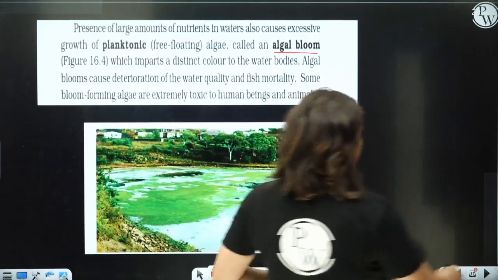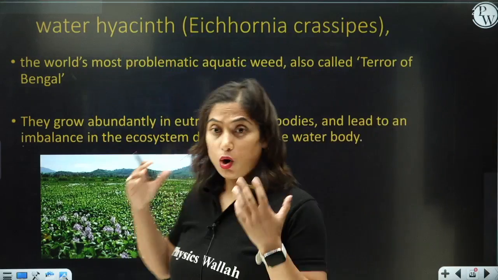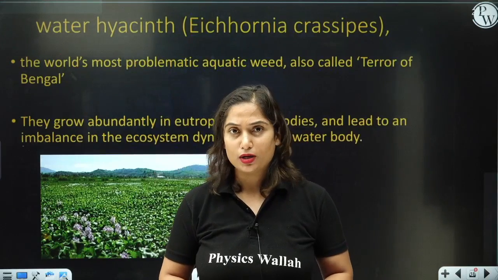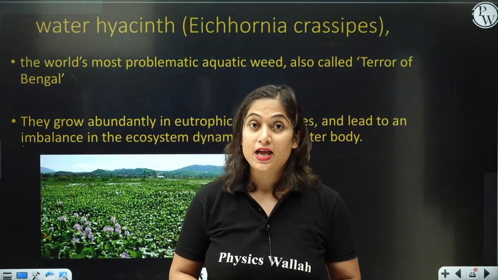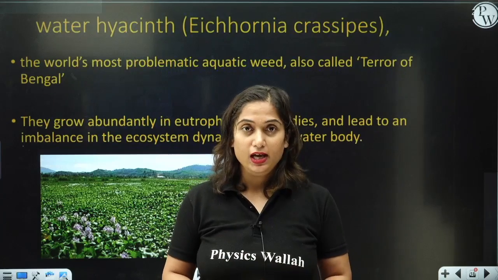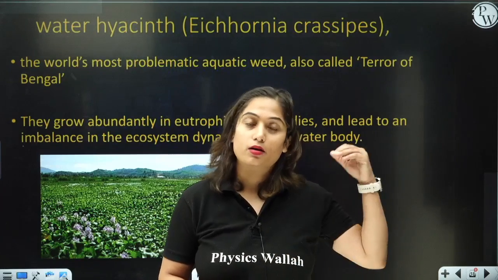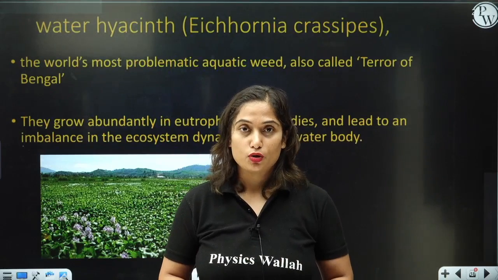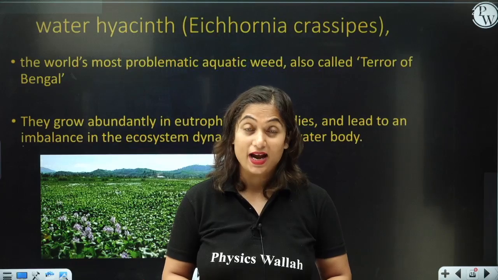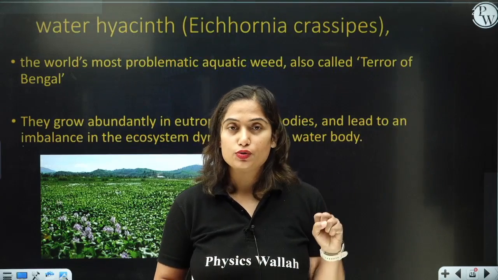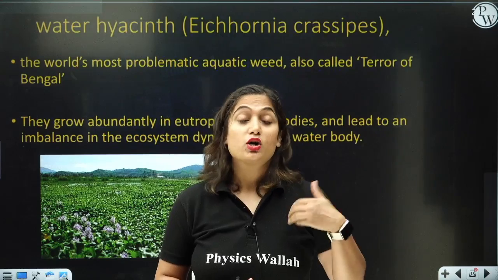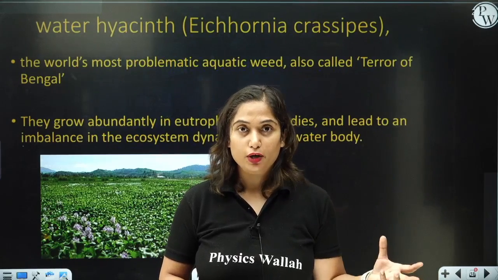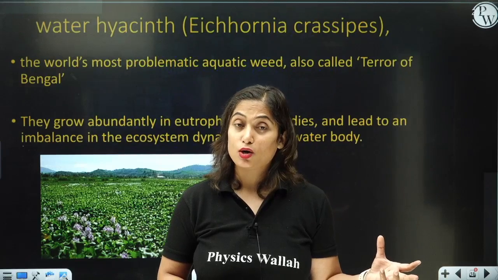Okay. Then comes water hyacinth. Yes, you must have heard the name Eichhornia, that is water hyacinth. I have told you this many times. It is an example of an alien species. We have discussed it in morphology and we have discussed it here in organisms and population also. It is a very problematic weed and it is an alien species. We introduced Eichhornia from another country because it had beautiful flowers, but now it is the most problematic aquatic weed of India, and it is also called the terror of Bengal.